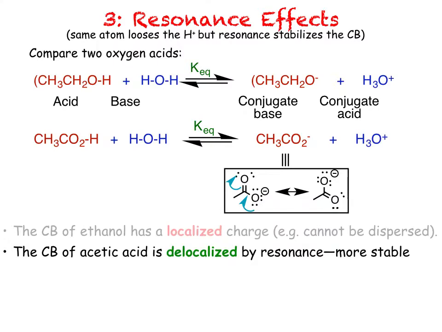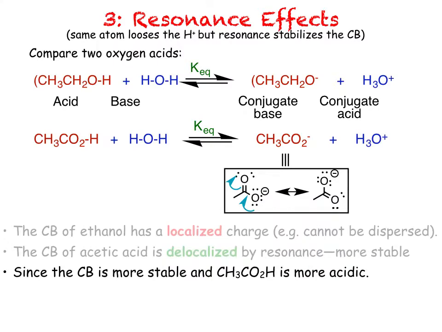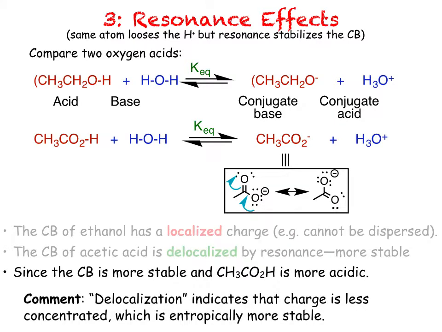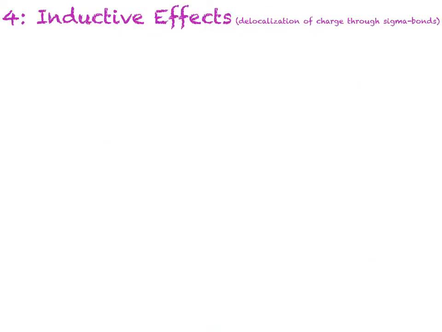So in the second example, the conjugate base is stabilized by resonance, and therefore the acid that gave that conjugate base is more acidic. And let me comment on this. This delocalization is important because just like for delocalization in bromide versus chloride, the bigger the atom, the more delocalized the electrons can be. Here we're spreading out the charge over several atoms, over two oxygen atoms. And so this is a more stable situation because the electrons are delocalized, which is entropically more stable.